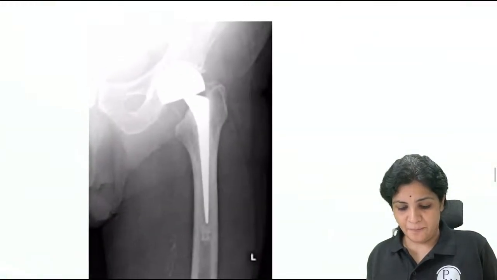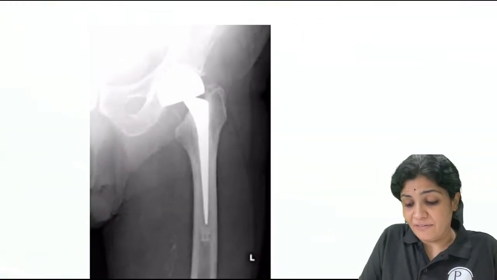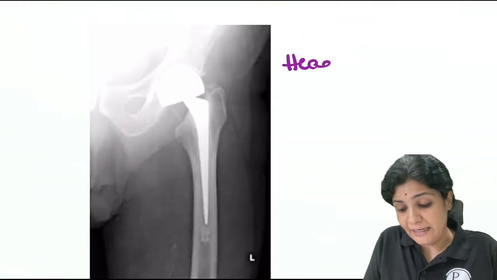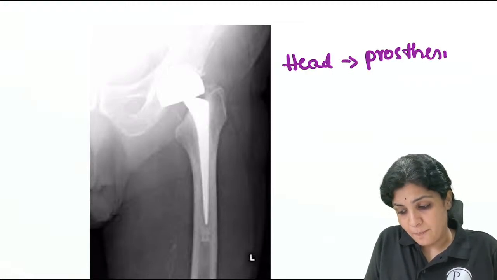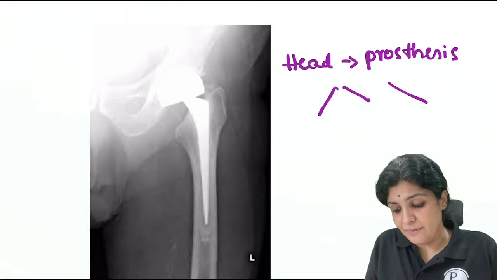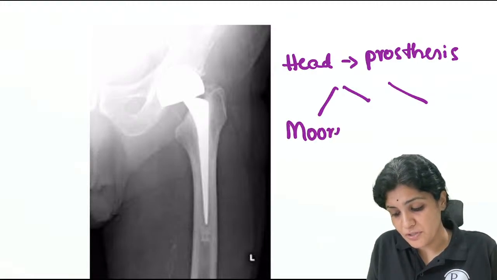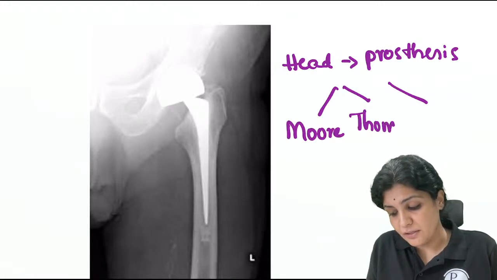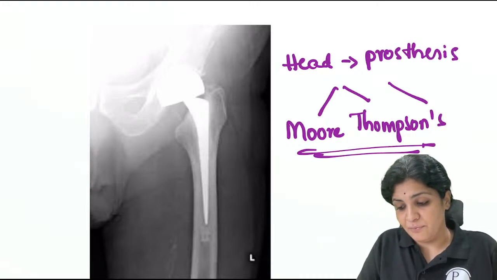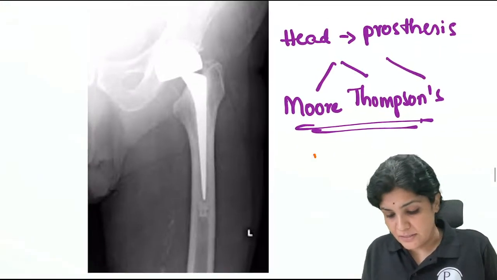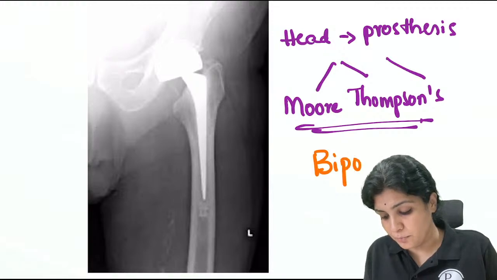So what is this? Here, you can see we have completely replaced the head with the prosthesis. In the olden times, they used the Moore's prosthesis, then they used the Thompson's prosthesis, but now we have shifted to what? A bipolar prosthesis.